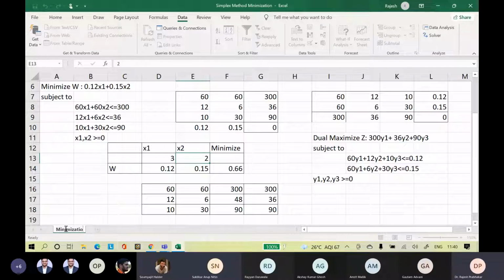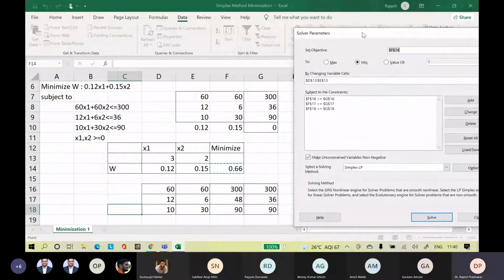Sir, actually, could you please show us the Solver once again? Solver window. Solver here. Thank you. So F14, and then these two are the constraints. Changing the cells in D13 and D14. Got it?